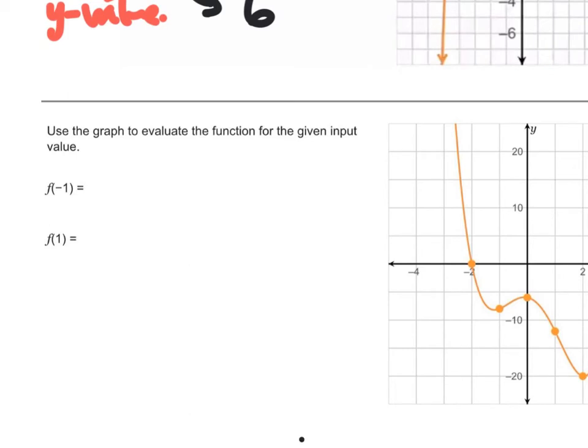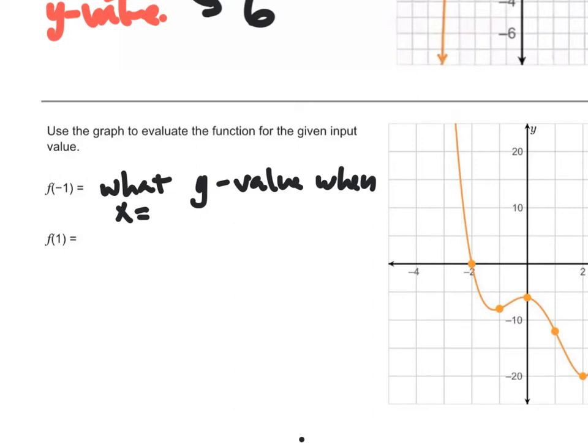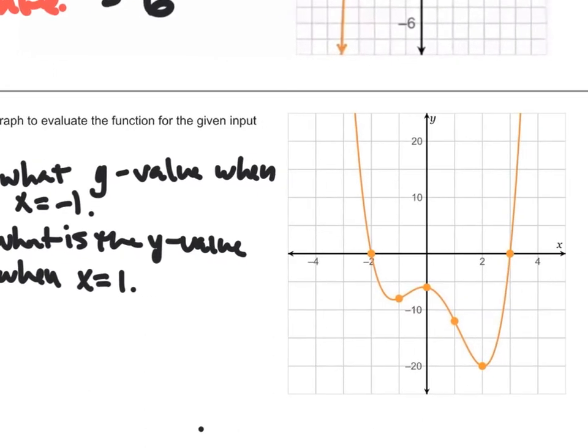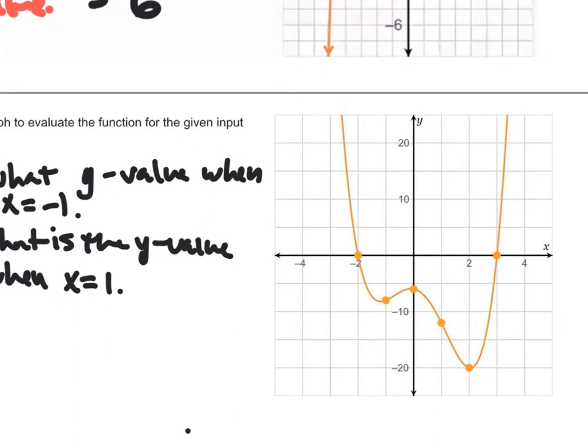It says, what is the y value when x equals -1? Okay, same thing down here. This is asking what is the y value when x equals +1. All right, so when I come over here, I'm going to say, all right, -1 is right here. Okay, there's this point right here.